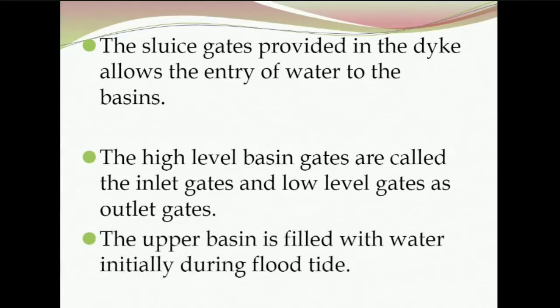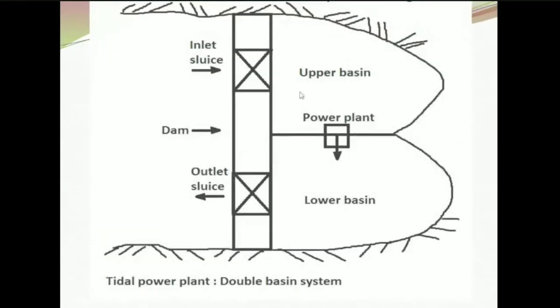The upper basin is filled with water initially during flood tide. So, we are having an inlet sluice, that is to the upper basin. Water gets collected in the upper basin first through the inlet sluice. Then there is an outlet sluice, that is from the lower basin to the sea. So water is allowed to flow out of the basin through the outlet sluice.